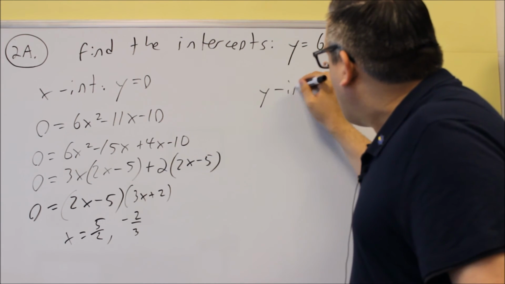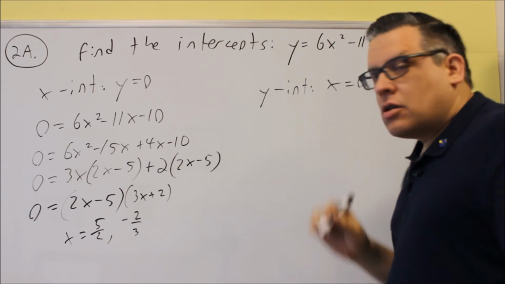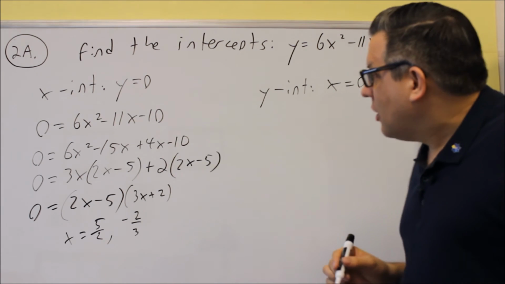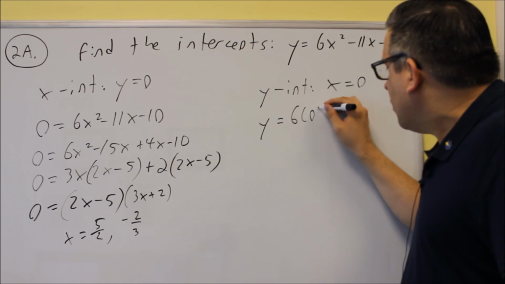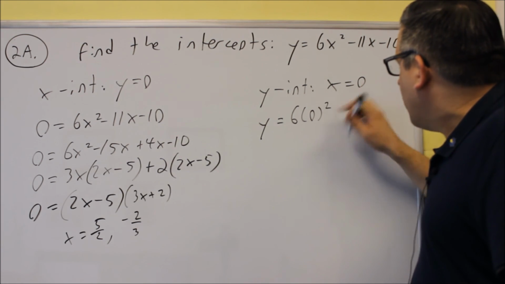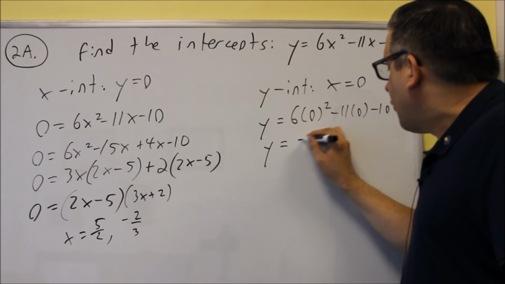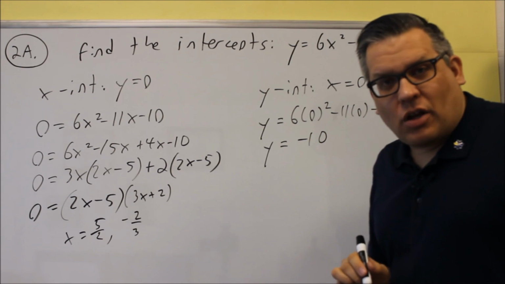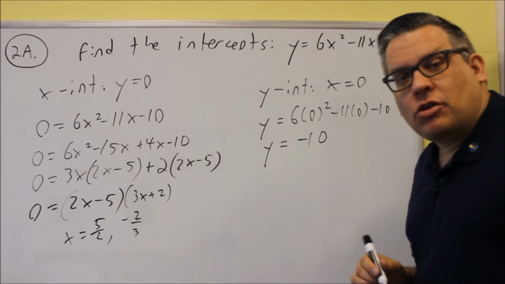Now let's take a look at the y-intercept. For the y-intercept, you're always going to solve it by letting x equal 0. So we'll put that into the original equation, 0 in there for all the x's. And then if we simplify that, we'll get negative 10. So the x-intercepts would be these two here, and negative 10 would be your y-intercept.